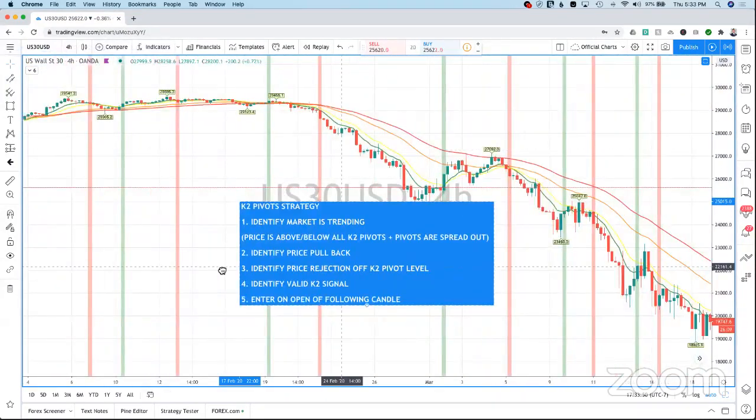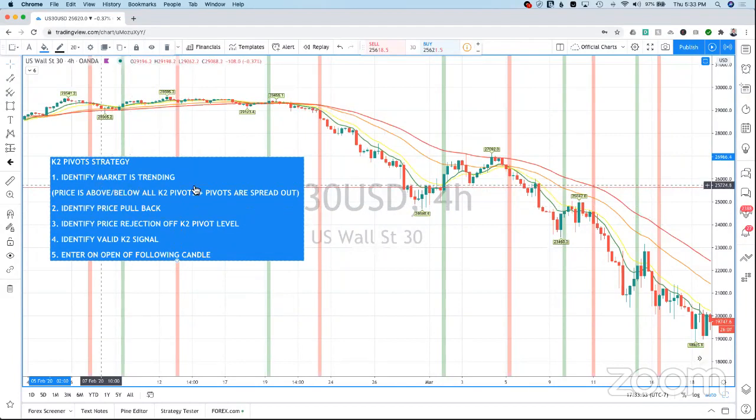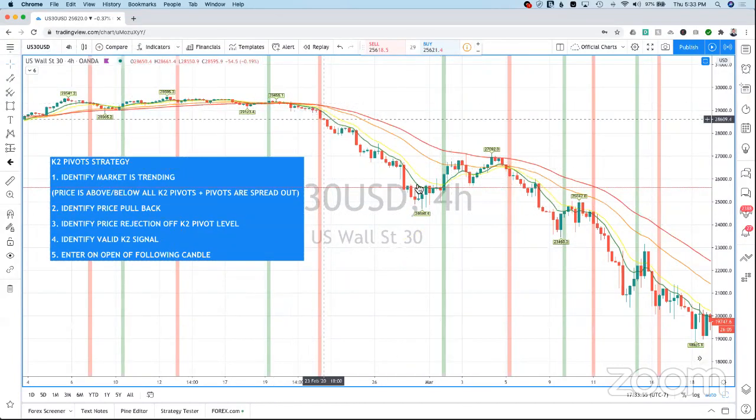All right, so let's go over this real quick. You want to identify markets trending. Right here, obviously, price is trending downwards. We know that because price is below all K2 pivots, and the pivots are spread out. You can see right here, green, yellow, orange, and red, they're pretty spread out. It shows a strong overall downtrend.